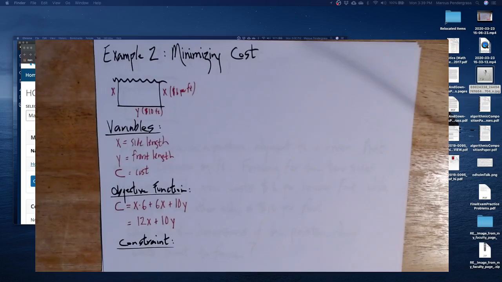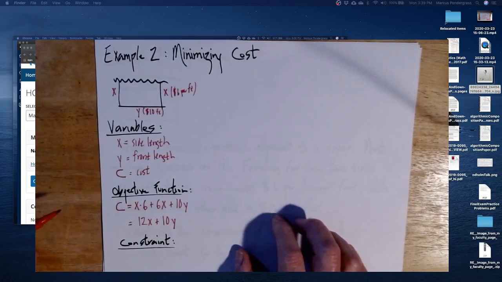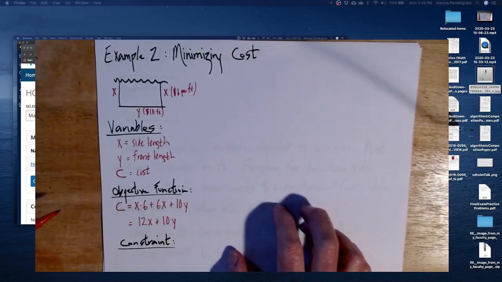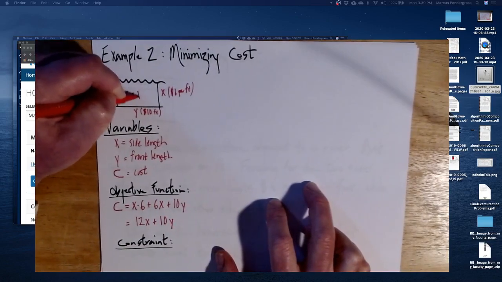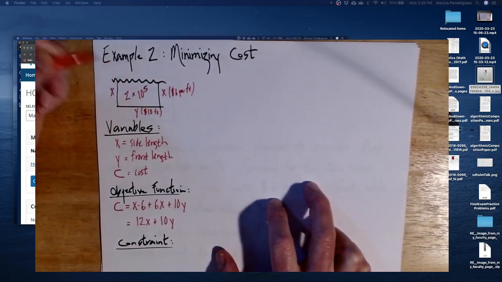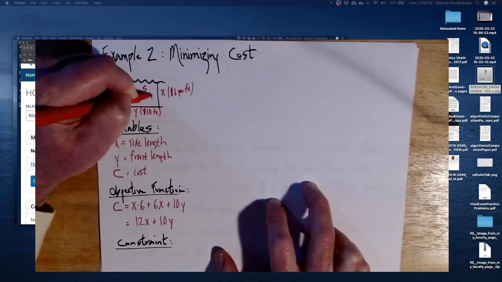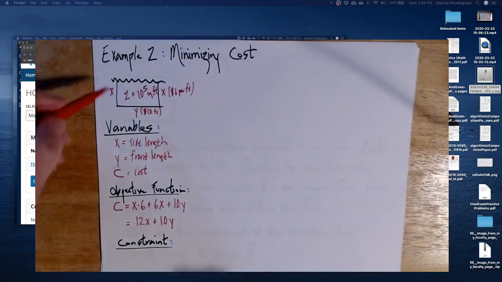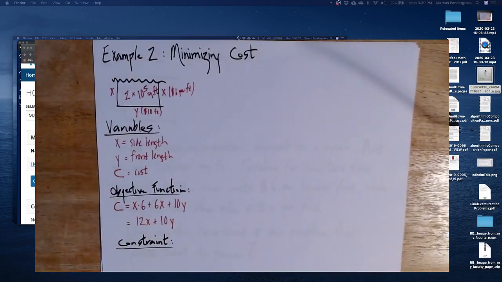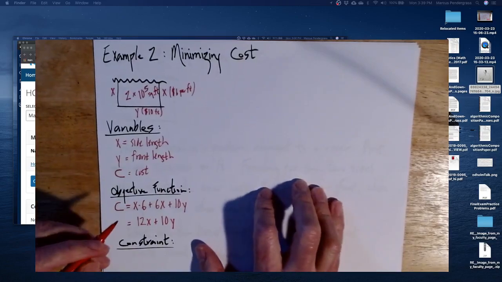The objective function gives us the function that we're trying to either maximize or minimize, and that's what we have here. What about the constraint? Well, the constraint was that we had 200,000 square feet in the fenced-in area. So I'm just going to write that as 2 times 10 to the 5th to help eliminate writing a bunch of zeros.